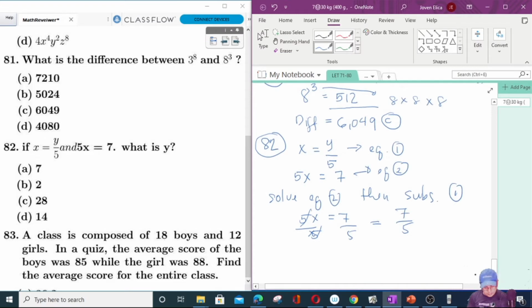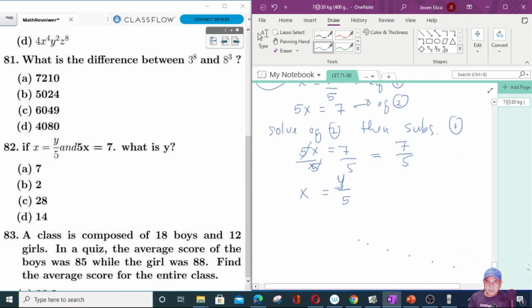And then substitute this 7/5 in equation number 1. So we have equation number 1, x is equal to y/5. So since the value of x is 7/5, we can substitute it here directly. 7/5 is equal to y/5. And then solve for y, cross multiply.